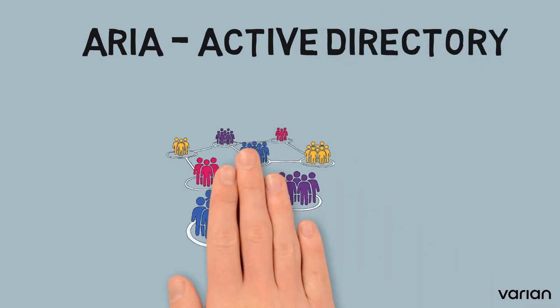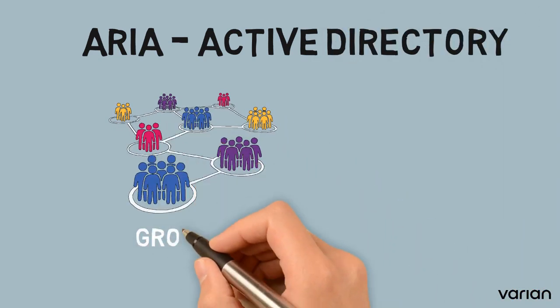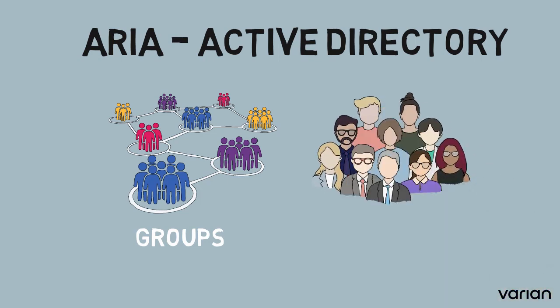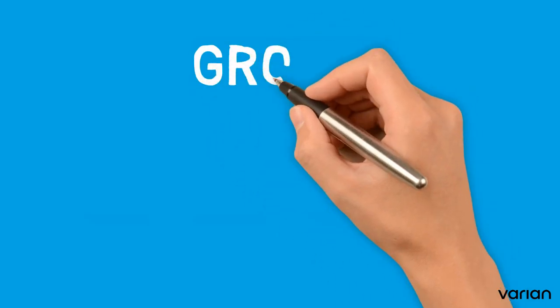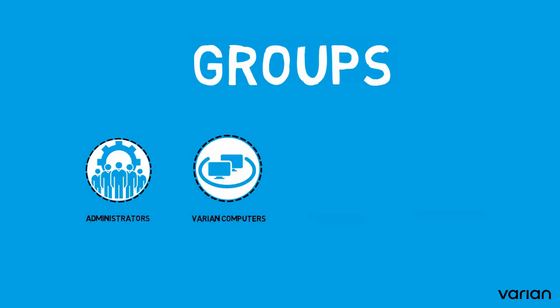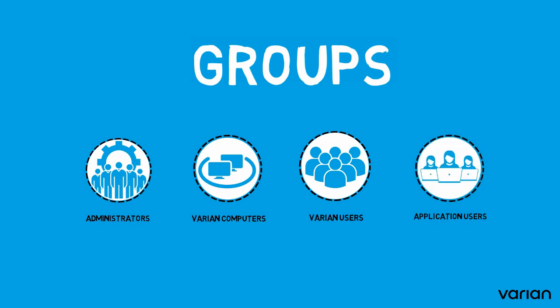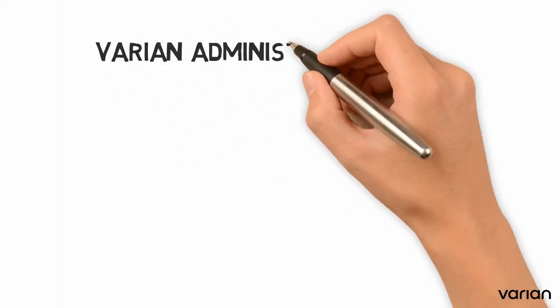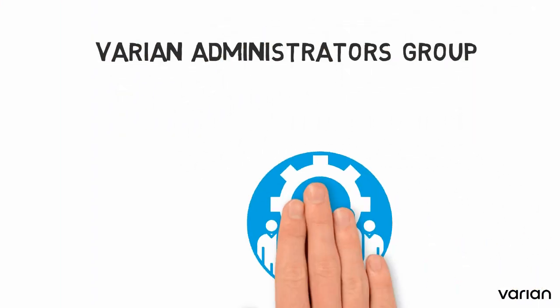In this video, we'll look at the groups and users configuration requirements in Active Directory for ARIA. Active Directory groups need to be configured for ARIA to install correctly. The groups are the Varian administrators group, Varian computers group, Varian users group, and Varian application users group. The Varian administrators group is used to administer the system.